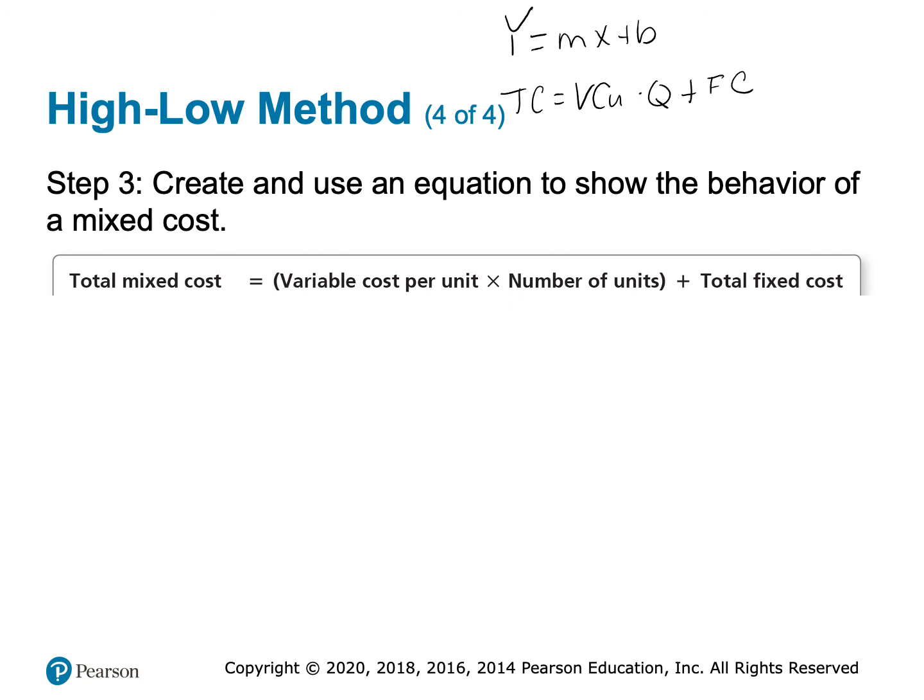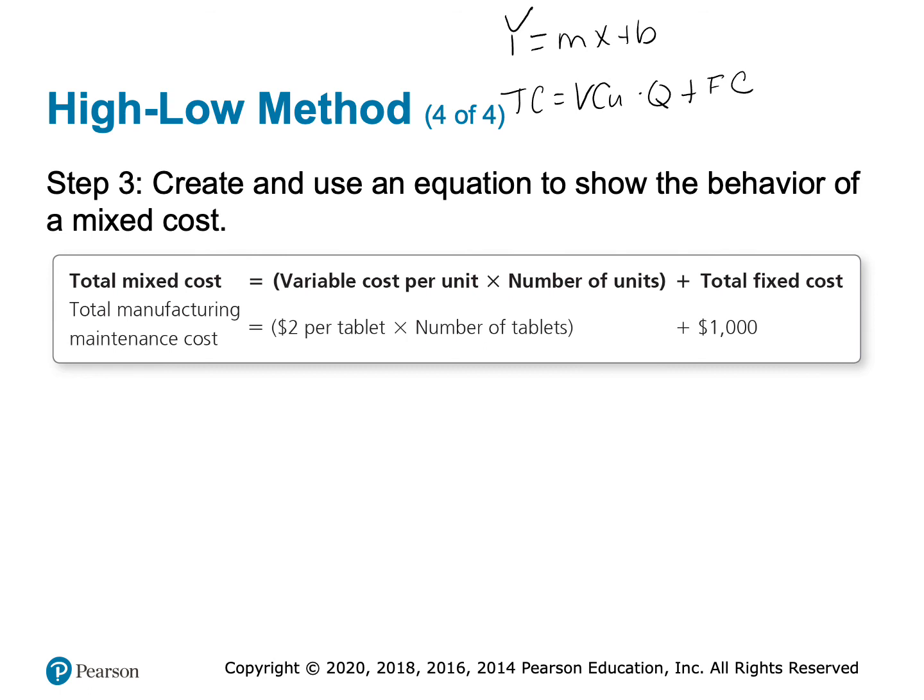So I know that the variable cost per unit is 2, and I know the fixed cost is 1,000, so I could say total cost is $2 times the number of tablets plus 1,000. Or I could say total cost is equal to 2Q plus 1,000. So now again, I can use this equation to say, well, what do I estimate the total cost would be if I made 560 tablets? And I can plug 560 in for Q and solve for the total cost.